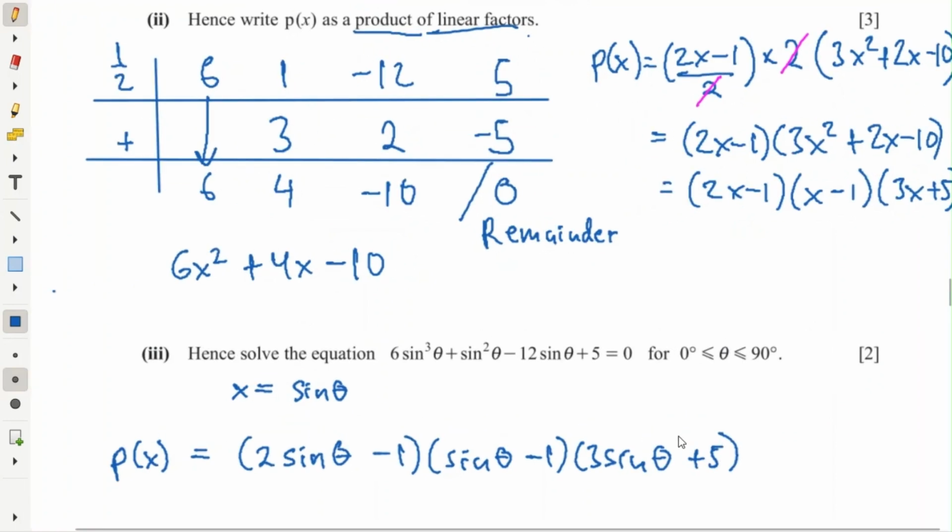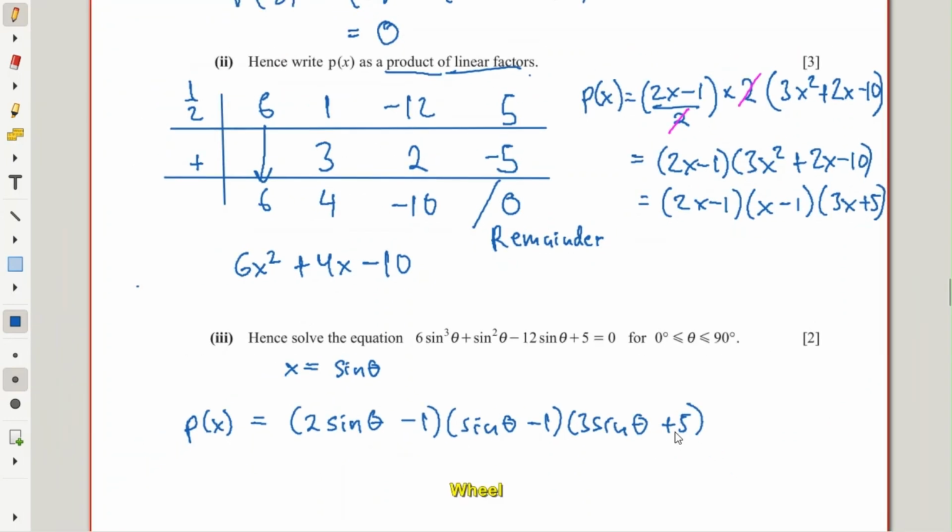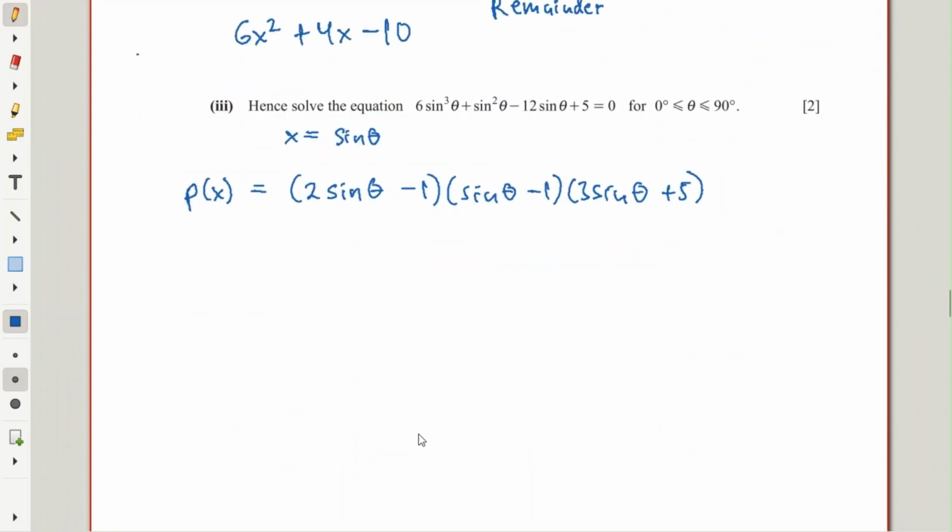I bet you have not seen a question like this before. Eh? I always tell my students that there's always a first time. That's why you should always look for questions. Otherwise, your teacher will look for the questions for you.